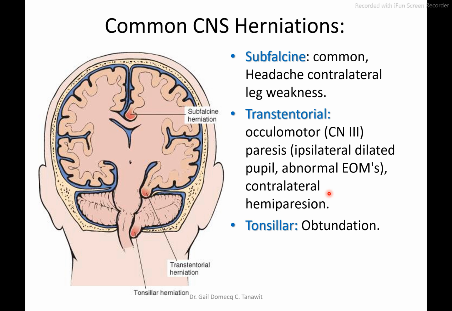So this is a diagrammatic representation of the different herniations. You have the subfalcine herniation. It's the most common, leading to a headache and contralateral leg weakness. Then we have the transtentorial. Usually the patients would have cranial nerve 3 or oculomotor paresis, manifesting as an ipsilateral dilated pupil, abnormal EOMs, and contralateral hemiparesis. And this one, your tonsillar herniation, leads to obtundation.